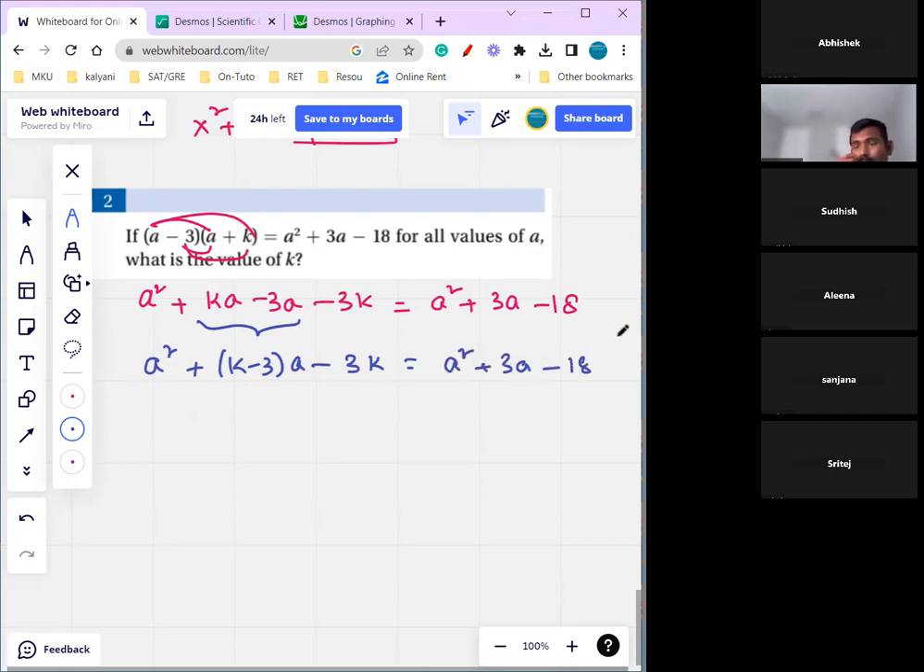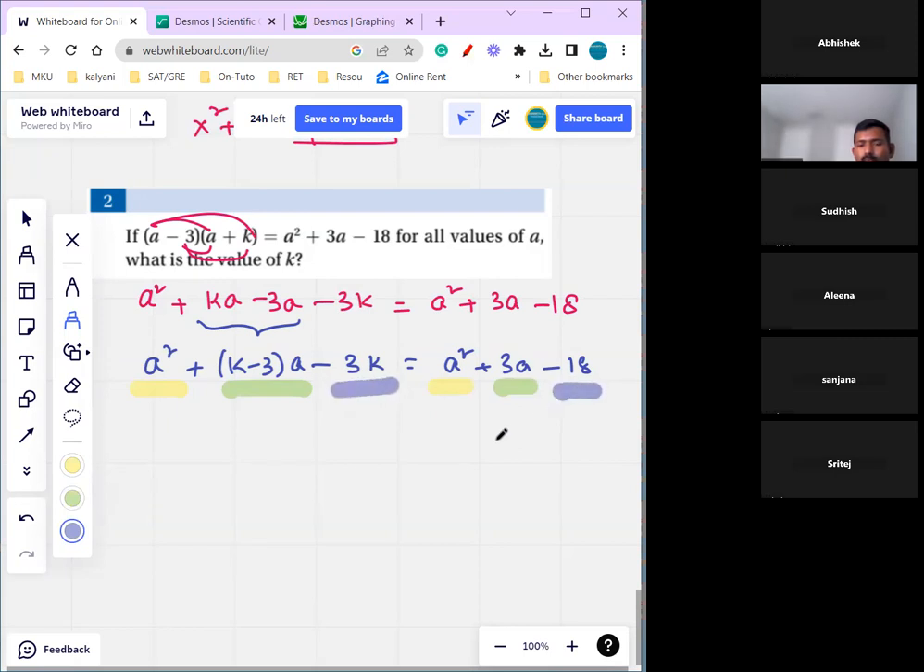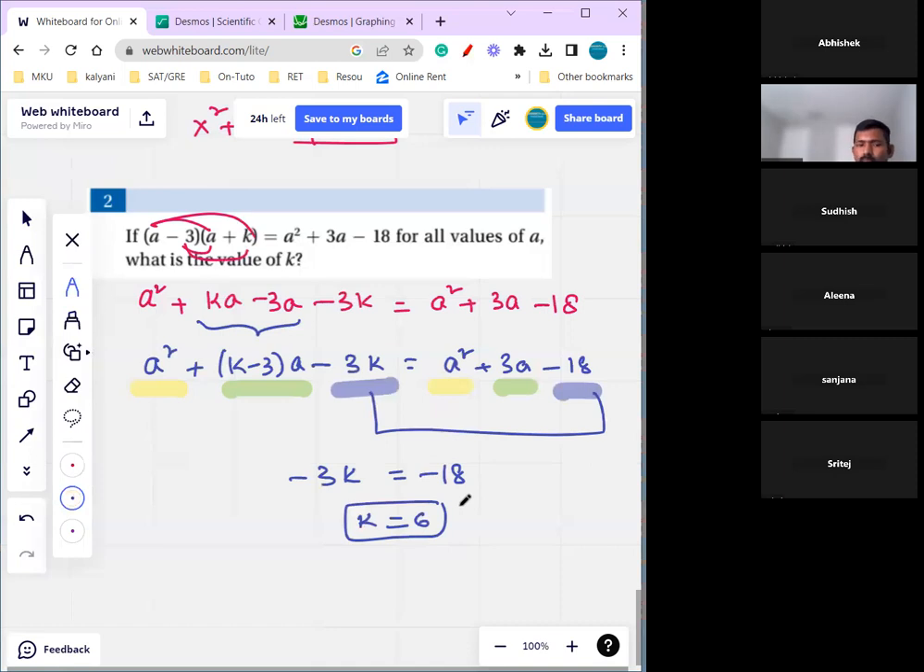Okay. In math, when you say two expressions are the same, that means the corresponding parts should be the same. So this is the same as this, and this is the same as this. So from this, I can pull these two: negative 3k is negative 18. k is positive 6. Okay, k is positive 6. That's it. That's all we have to do.